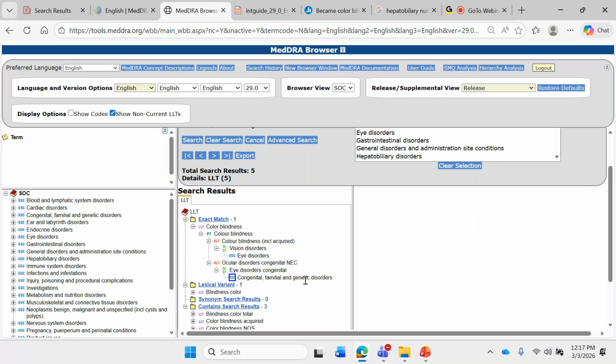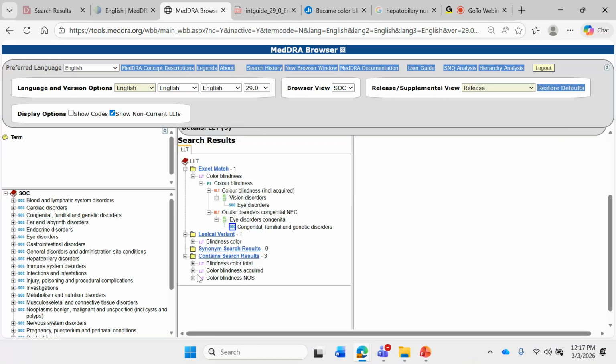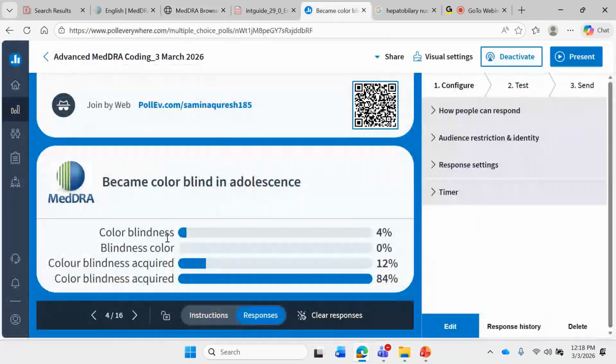it. Whereas 82% of the people were very correct in choosing the acquired, because he said he got it in adolescence. He wasn't born with it, which is the congenital link with the plain color blindness. He got it in adolescence when he was older. And that is the correct one. That is not connected to the congenital SOC. Okay, so excellent job for those of you who chose the acquired.